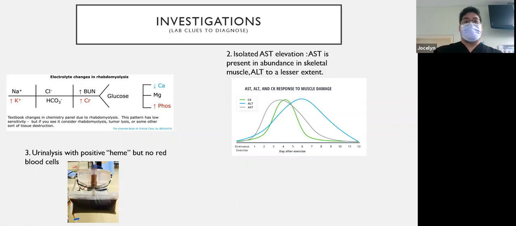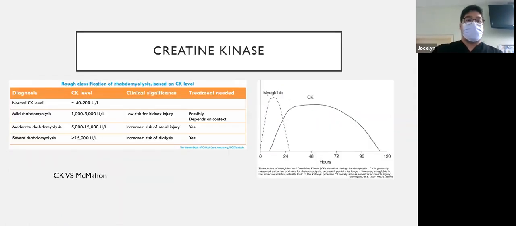Next one is creatinine kinase. We always take this. The first picture is the rough classification of rhabdomyolysis. This is based on CK level.